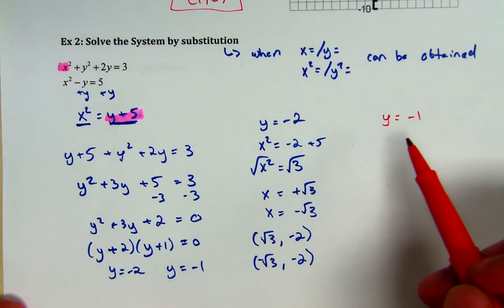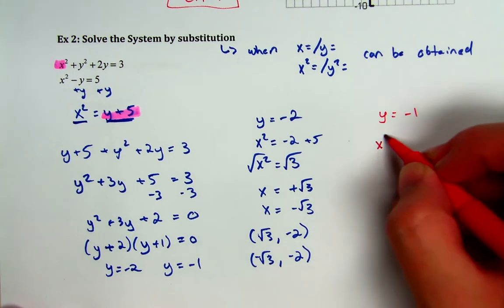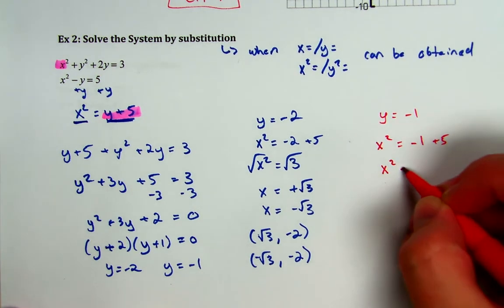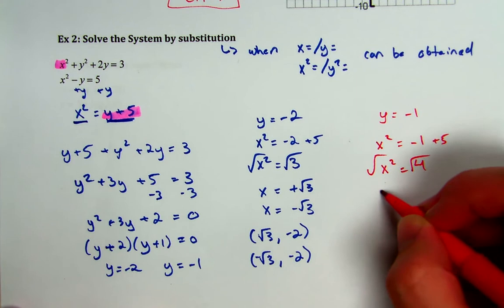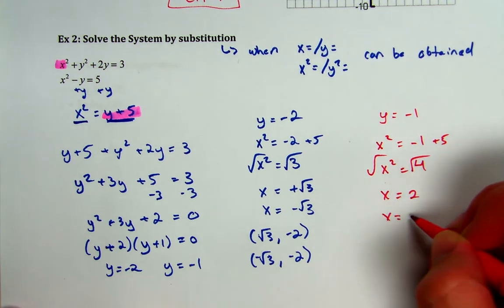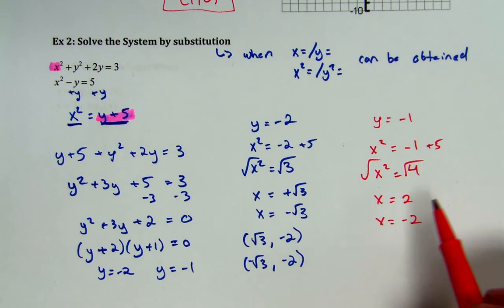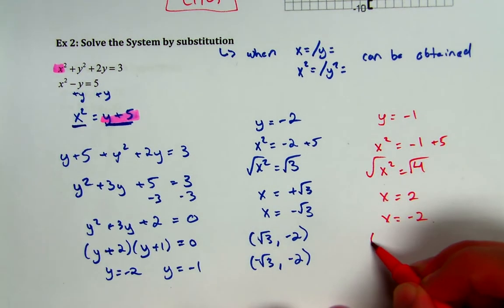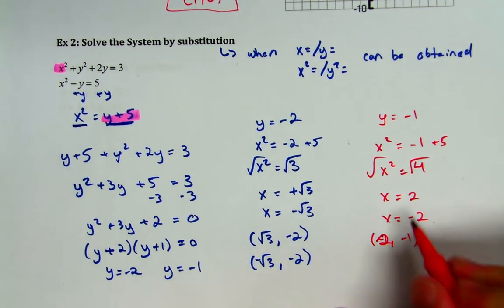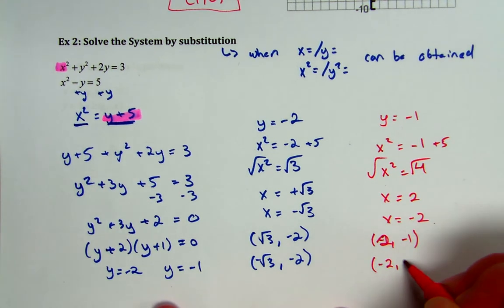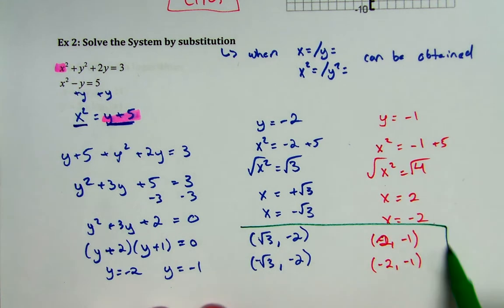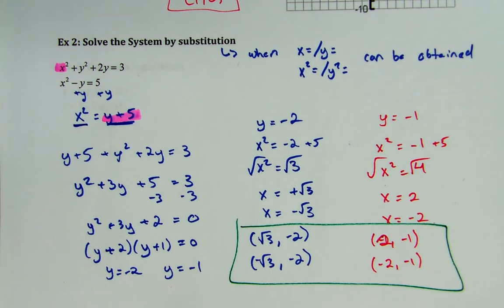Now we have to find our solutions for negative 1. So x squared equals negative 1 plus 5. X squared equals 4. Square root: x equals 2, x equals negative 2. I split these so that you can see there are two solutions paired with negative 1. So you've got (2, -1). You want to be careful where you're putting x and y. And (-2, -1). And then here are the four solutions to that system.